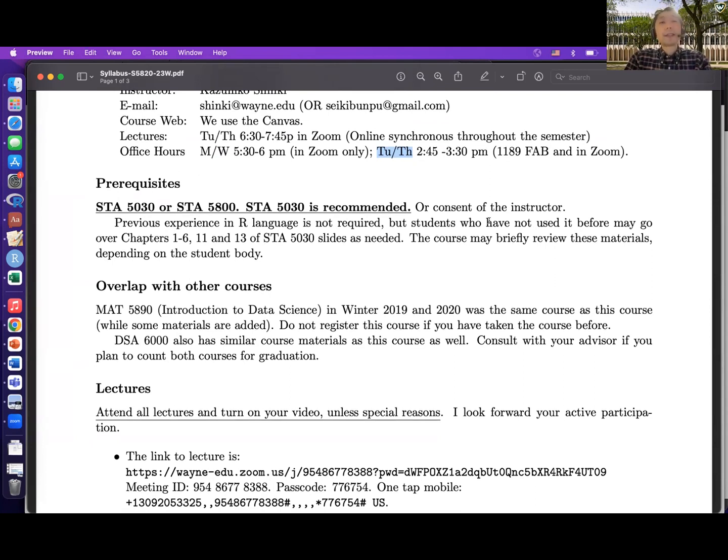And prerequisites, Stat 5030 or Stat 5800. 5030 is statistical computing and data analysis. Stat 5800 is introduction to mathematical statistics. And at first, I would like to make a survey on this one. So at first, whether you have taken 5030 or not, and also 5800 or not. So I launch the first survey. You can answer whether you have taken it, you haven't taken it, or you are taking 5030. I think how many students are here? Maybe 11? Yep.